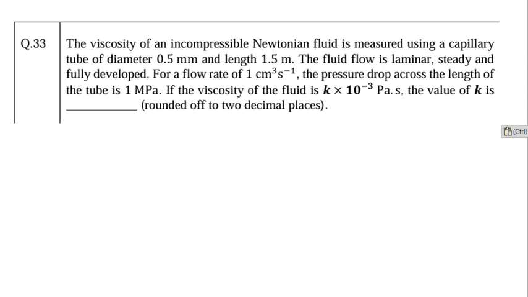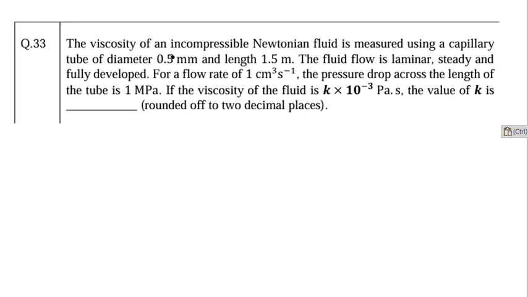So the third question. The viscosity of an incompressible Newtonian fluid is measured using a capillary tube of diameter 0.5 mm and length 1.5 meter. The fluid flow is laminar, steady, and fully developed. For a flow rate of 1 centimeter cube per second, the pressure drop across the length of the tube is 1 megapascal. So the viscosity of the fluid is K into 10 to the power minus 3 Pascal second. Then the value of K is?